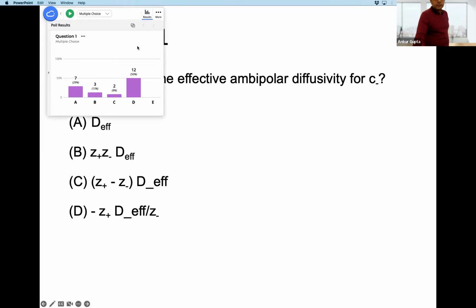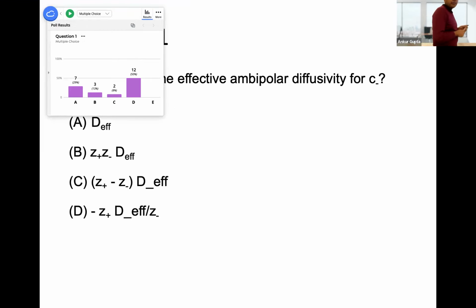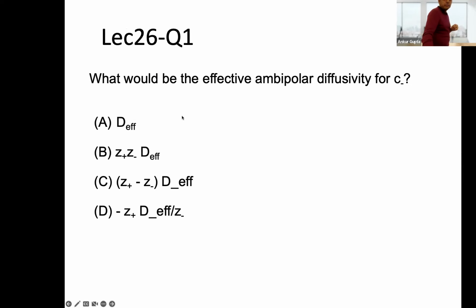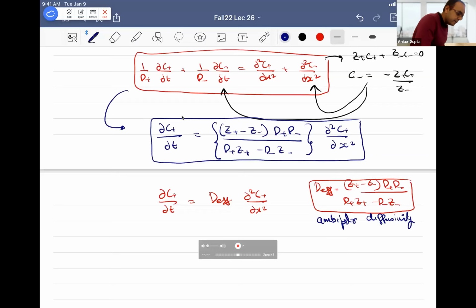And let's look at the results. So it's split A, B, C, D. All the options have responses. The correct answer is A. It is the same diffusivity, and this is one of the most confusing aspects, so why A? Mathematically first, and then we'll discuss physically. Okay, so mathematically, as you can see here, I can multiply both sides by minus Z plus by Z minus, del C plus by del T.